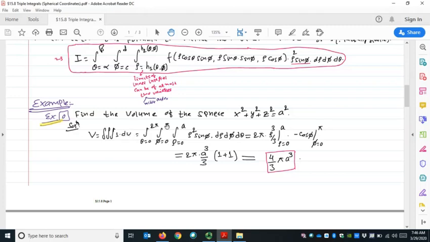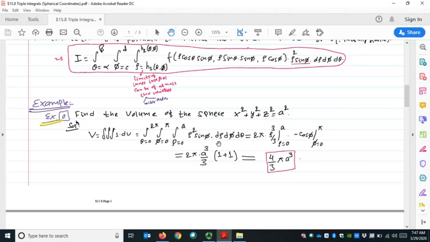So dV equals rho square sine phi d rho d phi d theta. And then the triple integral in this order, so the rho integral is the inner integral whose limits are rho equals 0 to a. And the middle integral is phi. And for this sphere, phi goes from north pole to south pole, so 0 to pi. And the outer integral is a theta integral whose limits are 0 to 2 pi.